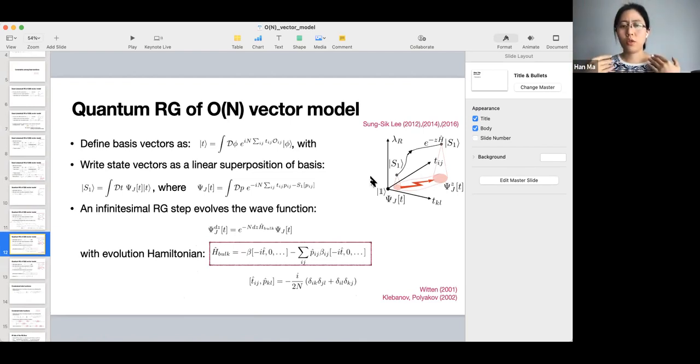Because in our method, we always keep track of the evolution, like we care about the trajectory more than the final destination. So we need to go towards some fixed point. That's our ground state of H bulk. So now I don't have a picture of how to flow to multiple fixed points.